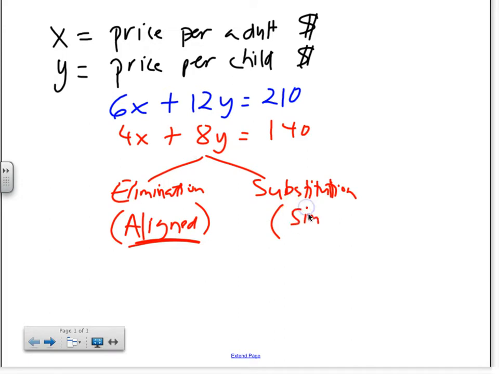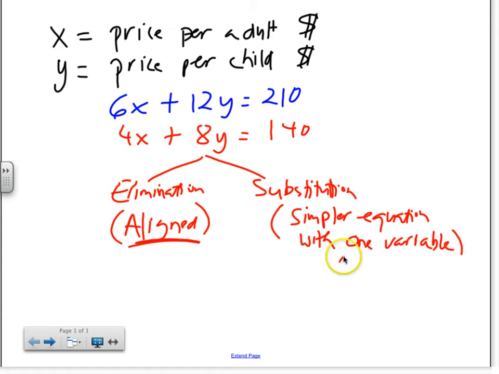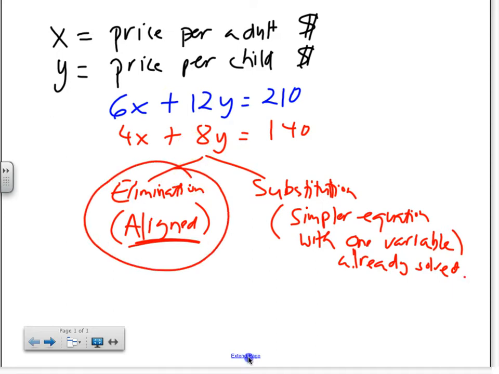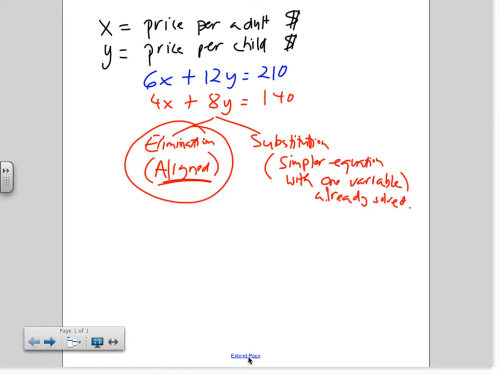So simpler equation with one variable already solved. Okay, like x equals something or y equals something, so that's when you use substitution. But in this case, we're going to use the elimination method. If we're going to be using the elimination method, guys.